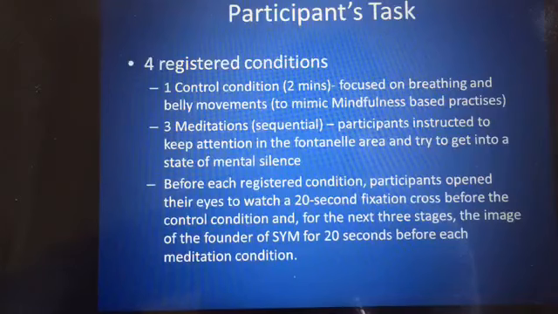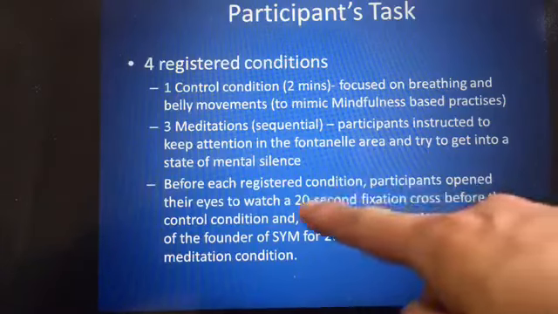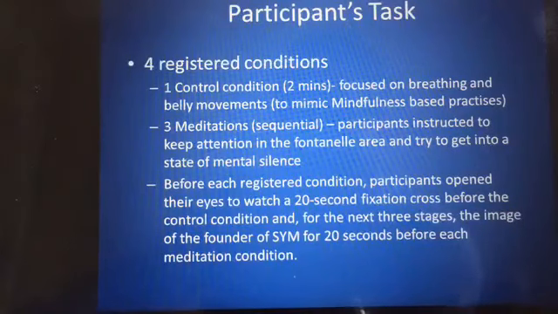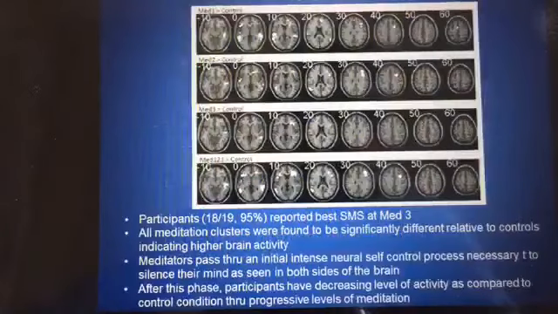So in this instance, the intervention is the meditation. When they look at a 20-second fixation cross, that is to get the baseline. And then they go into meditation, and that's when the fMRI is also done and the activity is compared.